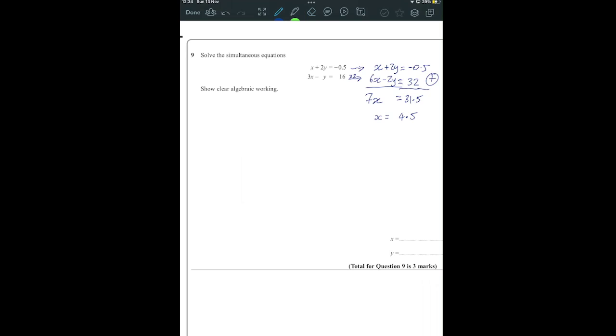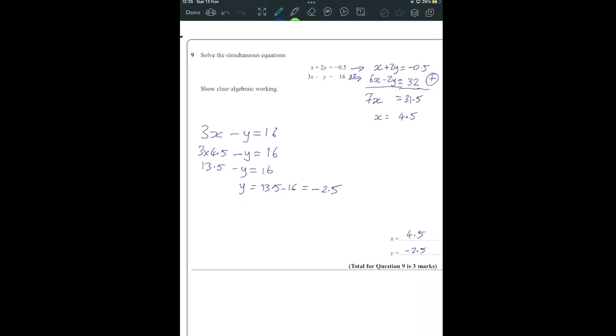Then I need to go back and find y. Well, I'm going to use the 3x minus y equation because y appears in a slightly simpler way. You can argue that the minus makes it harder, but it doesn't matter which one you use. 3 times 4.5 in my calculator is 13.5. And then finally y is 13.5 subtract 16, which is negative 2.5, and there's my solution.